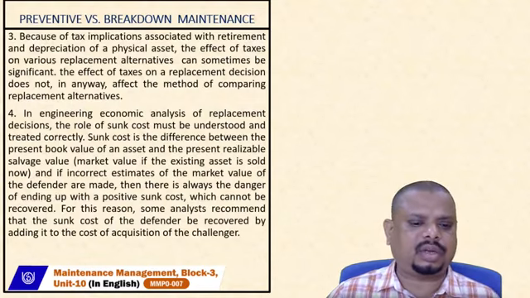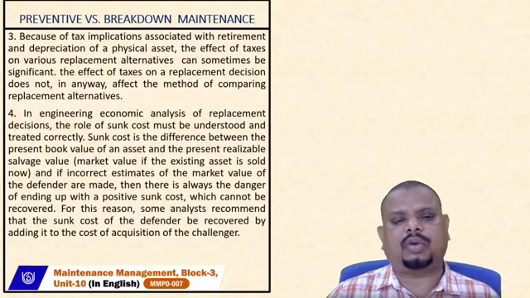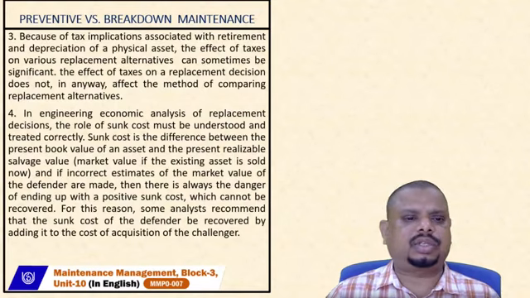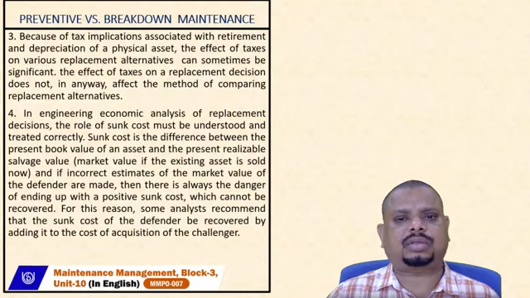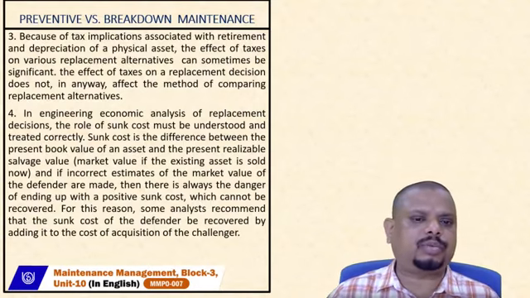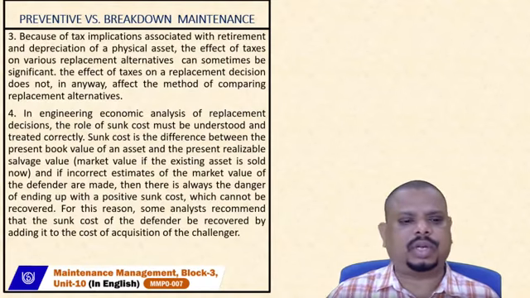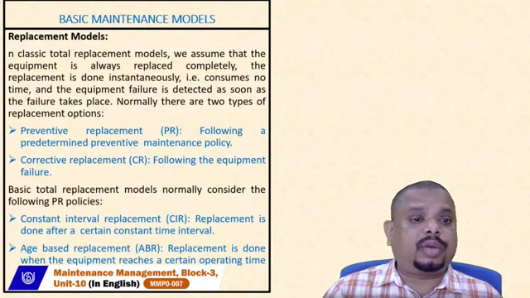With the help of the Defender, you can easily go for anticipation or adding the cost of acquisition of the Challengers. So this is point number 4. With the help of economic analysis, you have to understand the sunk cost, which is the difference between your book value cost and the next important part, their salvage value, that is known as market value, if the existing asset is sold in the present scenario.